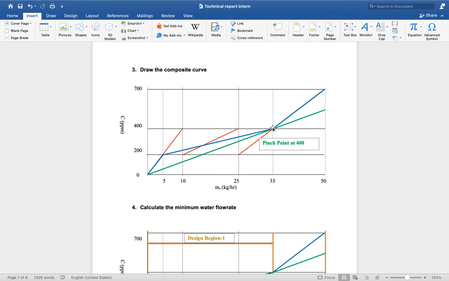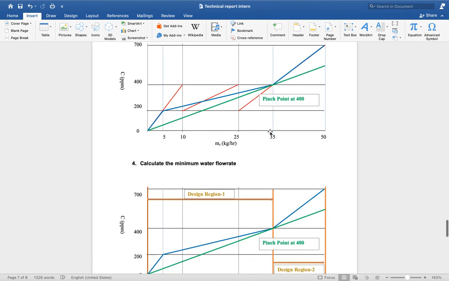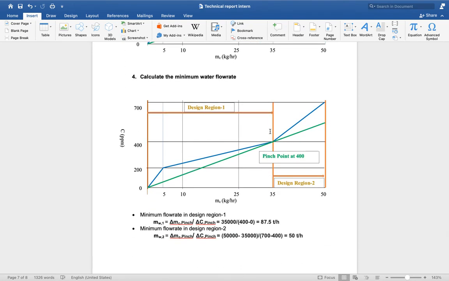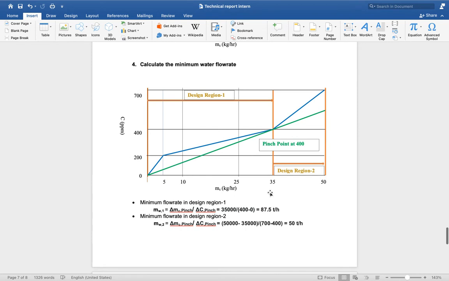The pinch point is at exactly 400 ppm. From this point, we separated the regions, region 1 and region 2. From the pinch point, below is the remnant mass, this is region 1, and above is region 2. From here, we have to calculate the minimum flow rate in the design region.